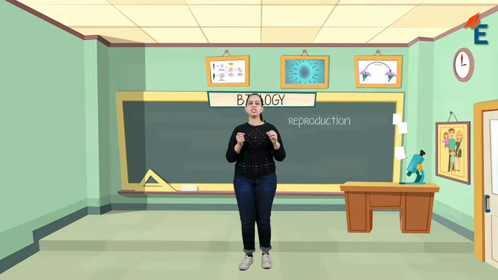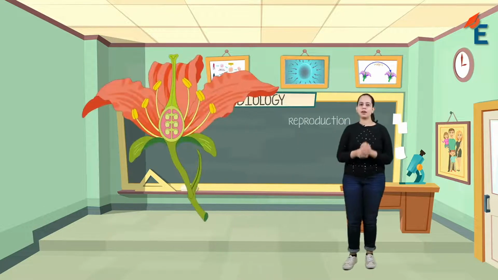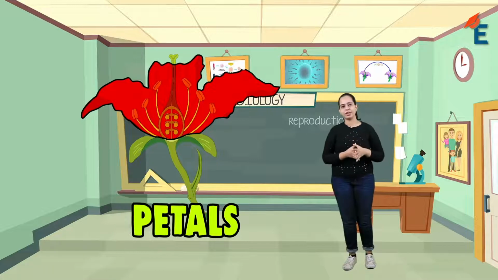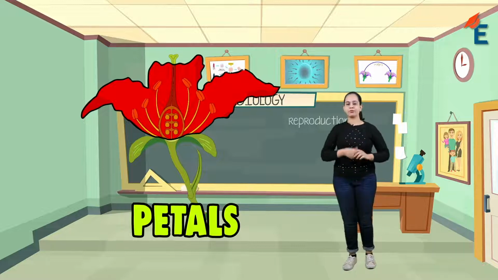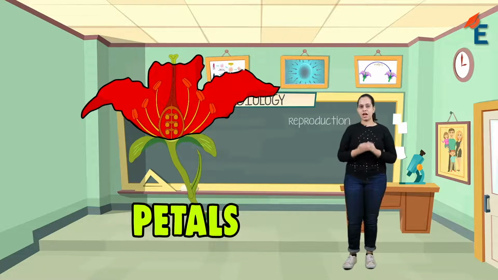So previously we learned about the parts of the flowers, right? So apart from the reproductive organs, flower में और भी different parts होते हैं. So the colored part of the flower is the petals. So जो colored part होते हैं एक flower के उन्हें हम क्या कहते हैं? Petals.